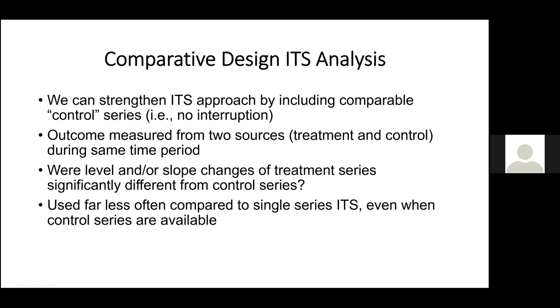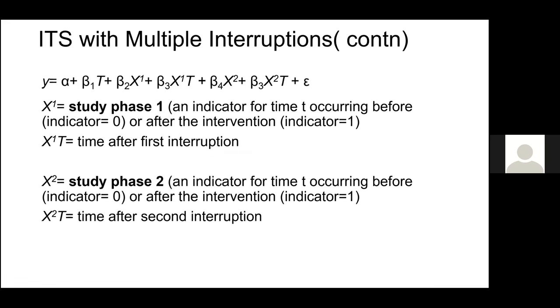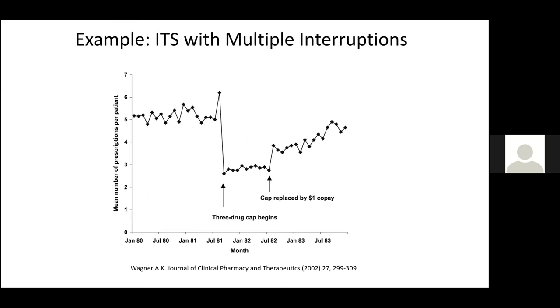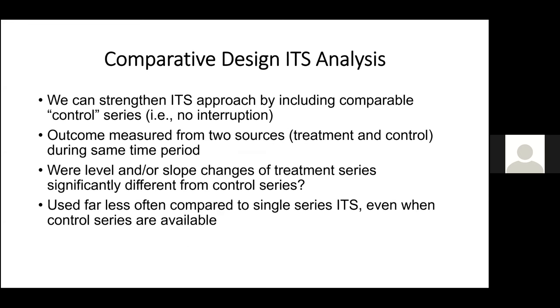But even with a single series, if we know these time varying covariates and have been measuring them over time, we can add them to the model and control for them. An even stronger way of controlling for them is having a comparative control series where there was no interruption, where there were no interventions.